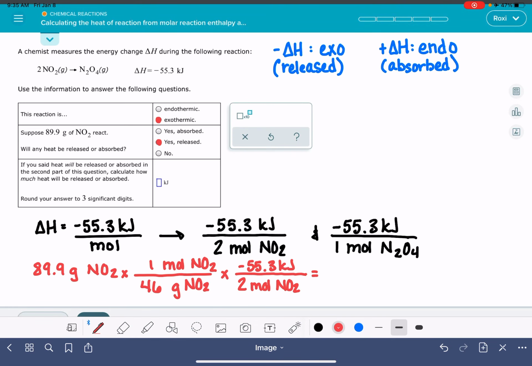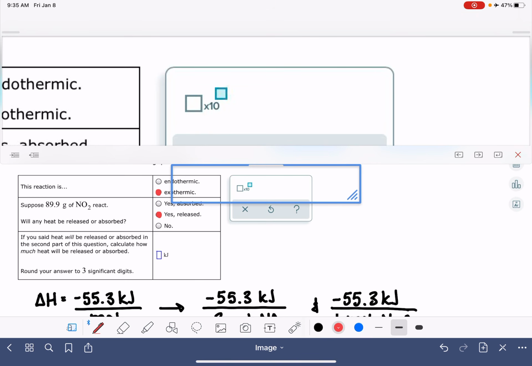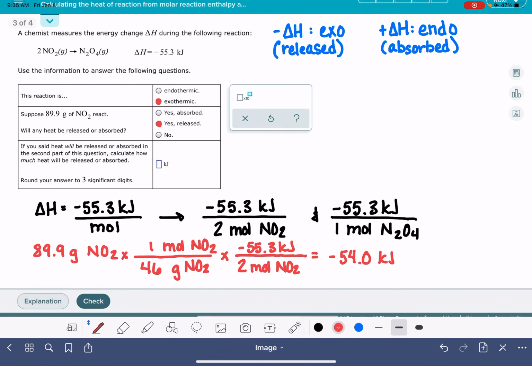Now the way this ALEKS problem is worded, it's just asking us to provide the absolute value of the energy, so we don't need to worry about the negative sign. This is going to be releasing 54.0 kilojoules of heat for the 89.9 grams of NO2. So the answer here is going to be 54.0, again, because it just wants it in an absolute value.